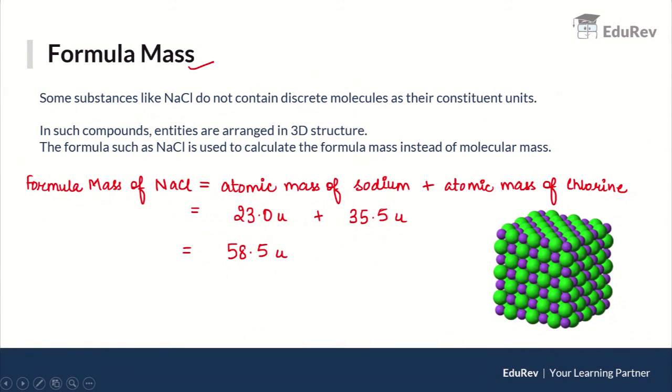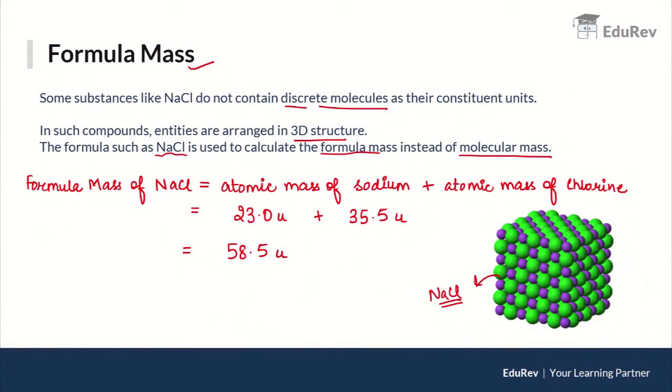Let us discuss formula mass. So there are some substances, mainly ionic compounds, which do not exist as discrete molecules, like NaCl. You can see it in this picture as well. So this picture is of NaCl packing. So as you can see, there are a lot of molecules that join together to form a 3D structure. In such cases, the formula such as NaCl is used to calculate the formula mass instead of molecular mass. As you know that a molecular mass is for one molecule only.